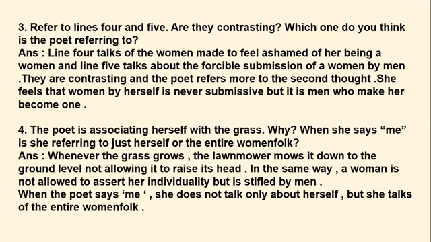So the fourth and fifth lines are giving us this information, and yes, they are contrasting, opposite to each other. And the poet refers more to the second thought, that is, the fifth line, the forcible submission of a woman by men, how men are forcing women not to become independent and to be inferior to them, below them. So this is the line more preferred by the poet.